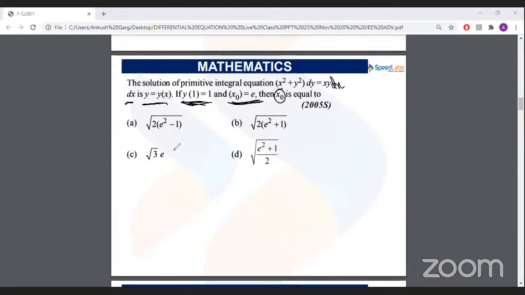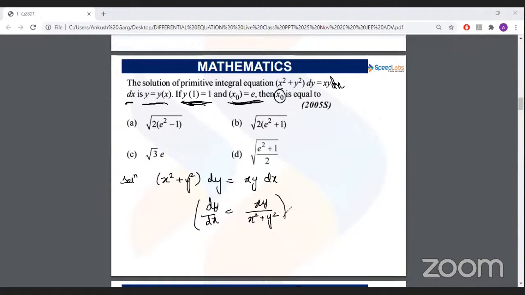Yes, correct. This is a guys homogeneous differential equation, right? Because here you can see you have x square plus y square into dy, that is equals to xy into dx. So if you see dy by dx, you are simply getting as xy upon x square plus y square. So your power of numerator also is 2 and power of denominator also is 2. Okay, so this is a homogeneous differential equation.